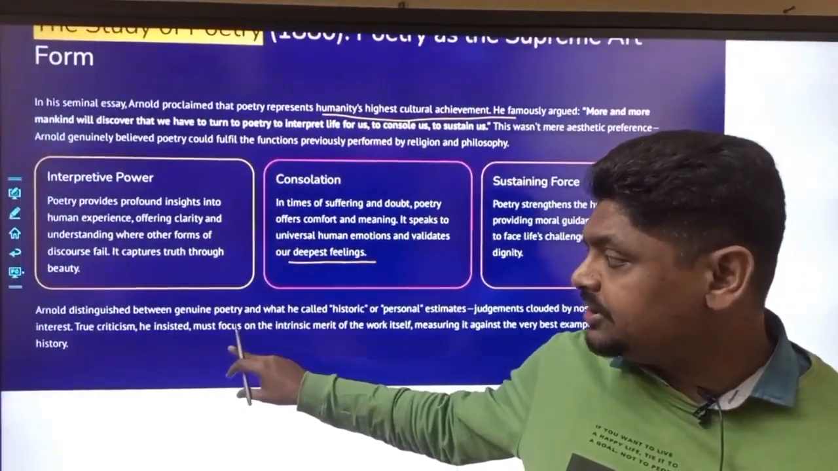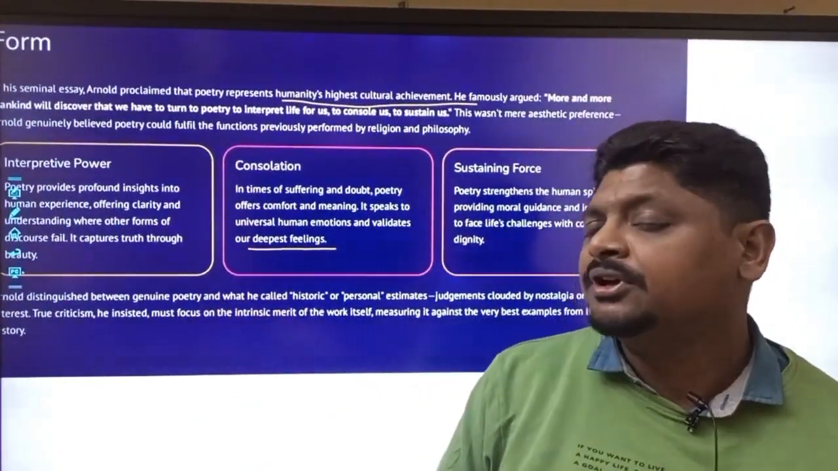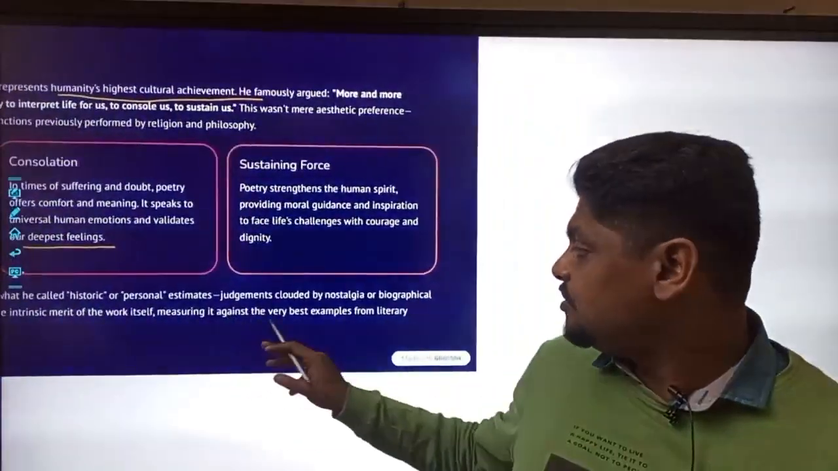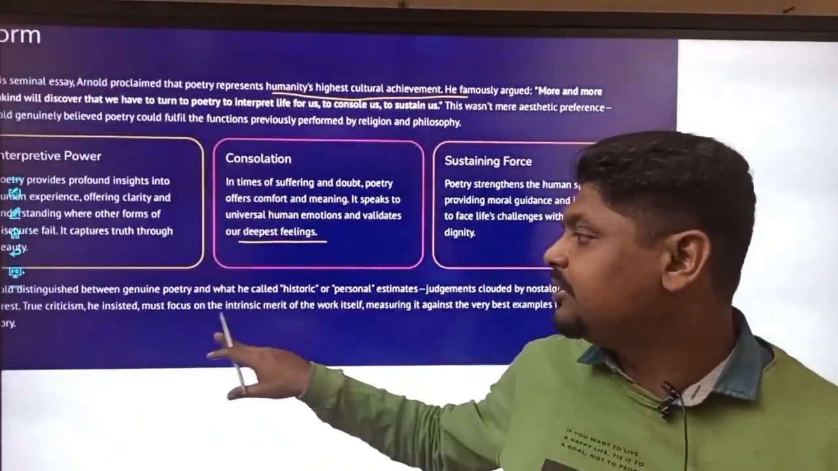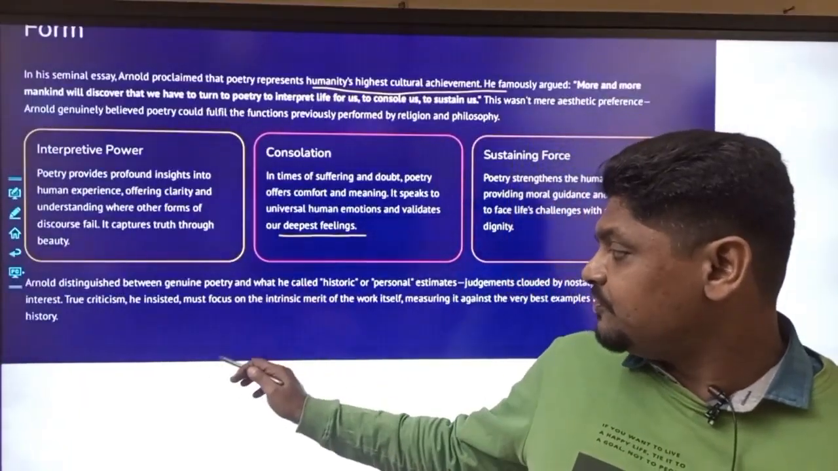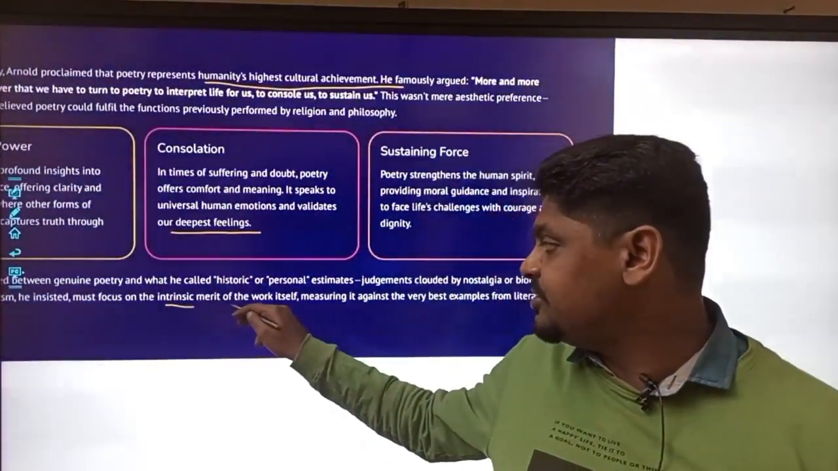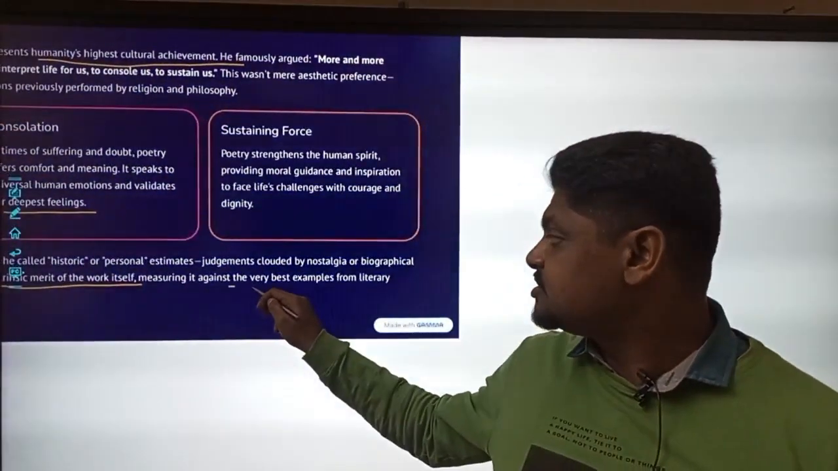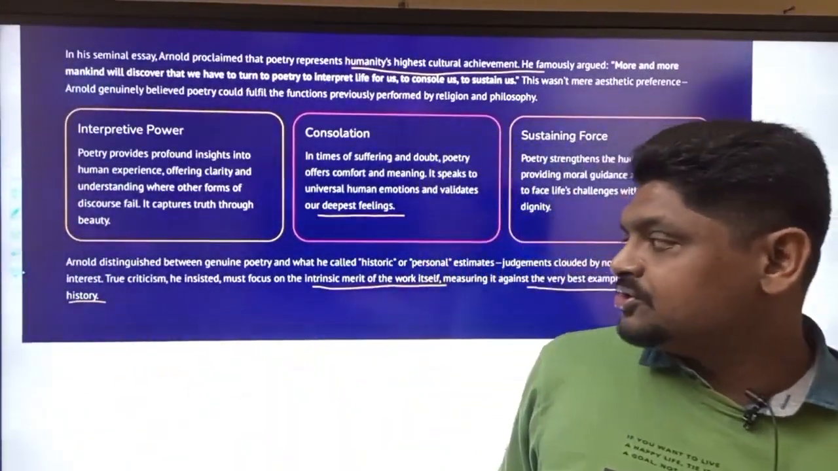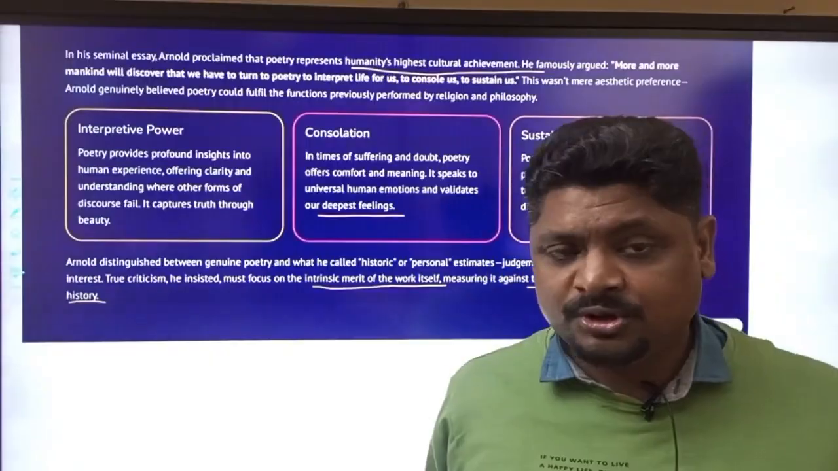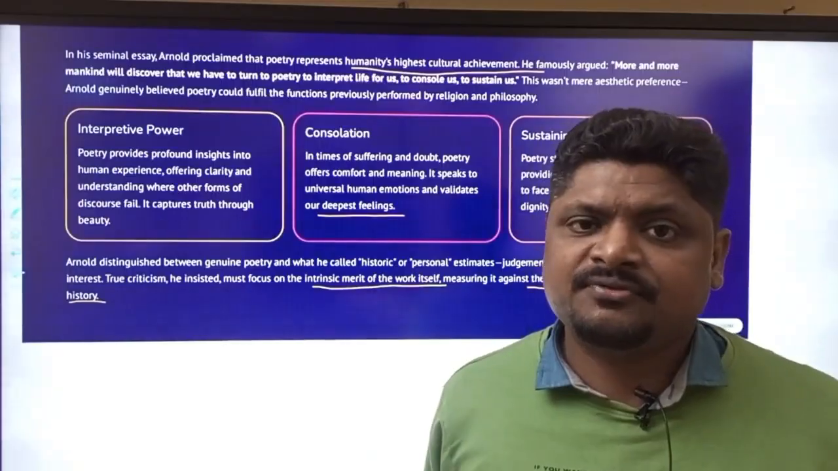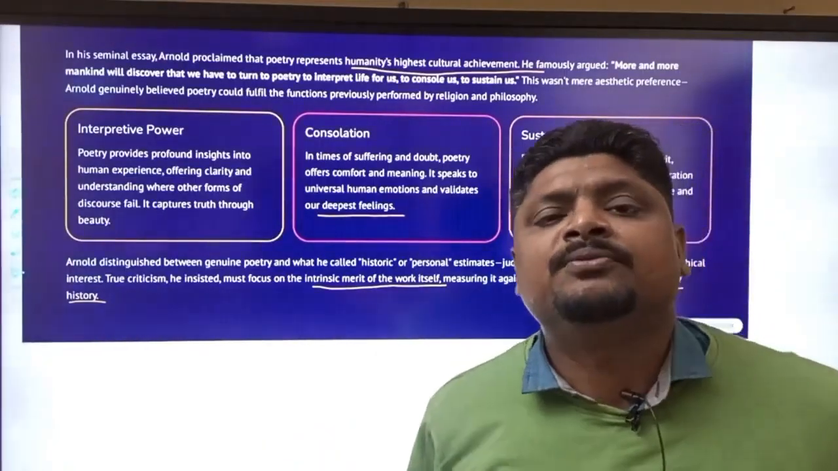So Arnold distinguished between genuine poetry and what he called historic or personal estimates, judgments clouded by nostalgia or biographical interest. True criticism, he insisted, must focus on the intrinsic merit of the work itself, measuring it against the very best examples from literary history. So, what is true criticism? It must focus on the intrinsic value of the work of art.